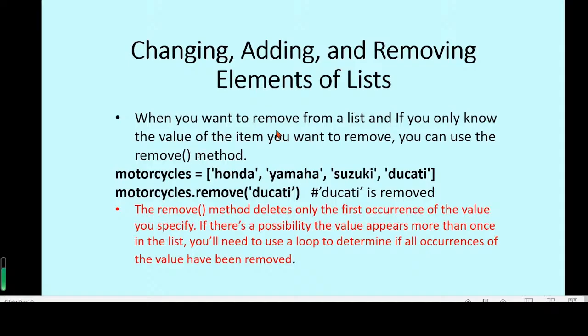So when you want to remove from a list, if you know the value of the item you want to remove, you can use the remove method. So this is a list with 4 motorcycles. If we want to remove the item with this value, we can use motorcycles.remove Ducati. So Ducati is removed, but note the remove method deletes only the first occurrence of the value you specify. If there is a possibility the value appears more than once in the list, you will need to use a loop to determine if all occurrences of the value have been removed.